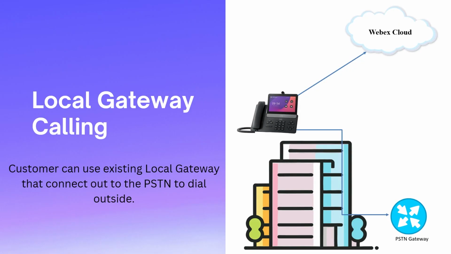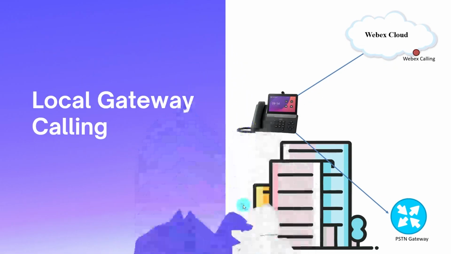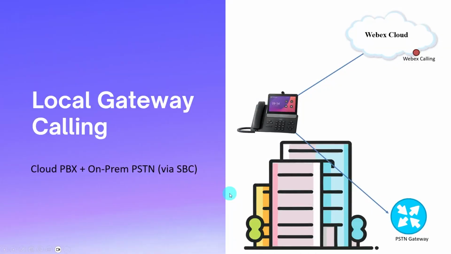And here, PSTN stands for Public Switched Telephone Network, also known as the traditional phone system, so that would mean using the legacy system to dial out. For a local gateway, when the phone gets registered to the cloud, it becomes a part of Cloud PBX, where PBX stands for Private Branch Exchange. And keep in mind that we are using the PSTN gateway via SBC.